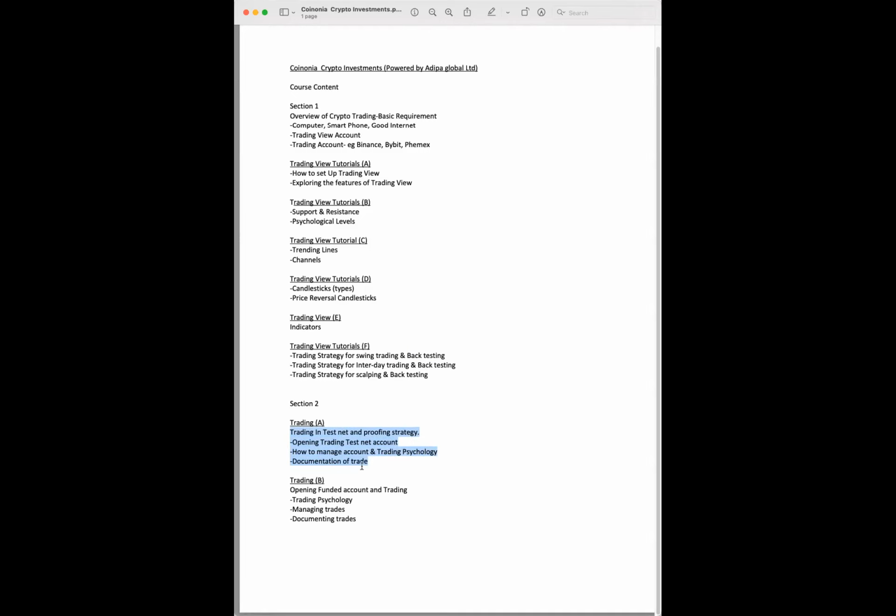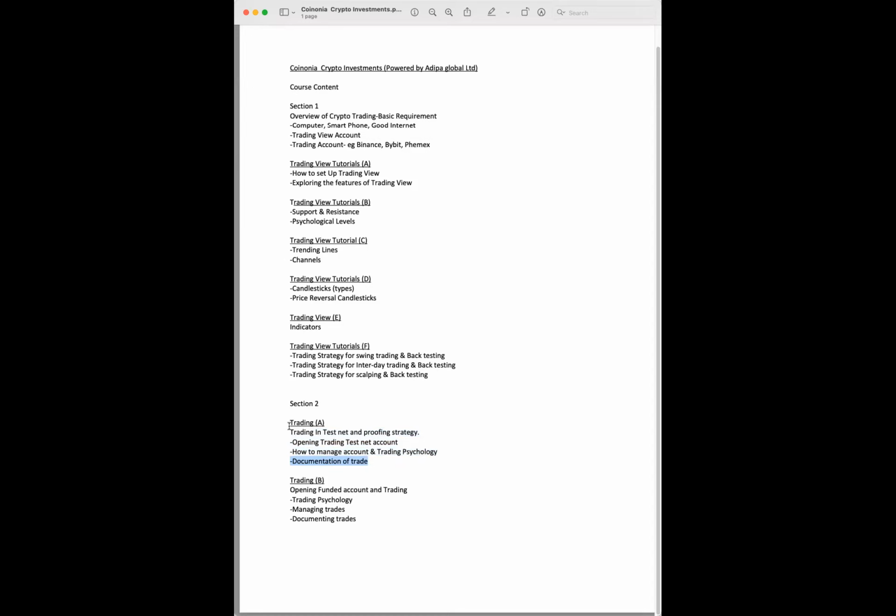When we're in the testnet, you are testing 100 different trades to make sure that the strategy you're using works. How we document it, there's going to be a way. Some people will just use a pen and paper to document it. Some people will use a spreadsheet. People have different ways, so when we get there, we'll show you how to document it.